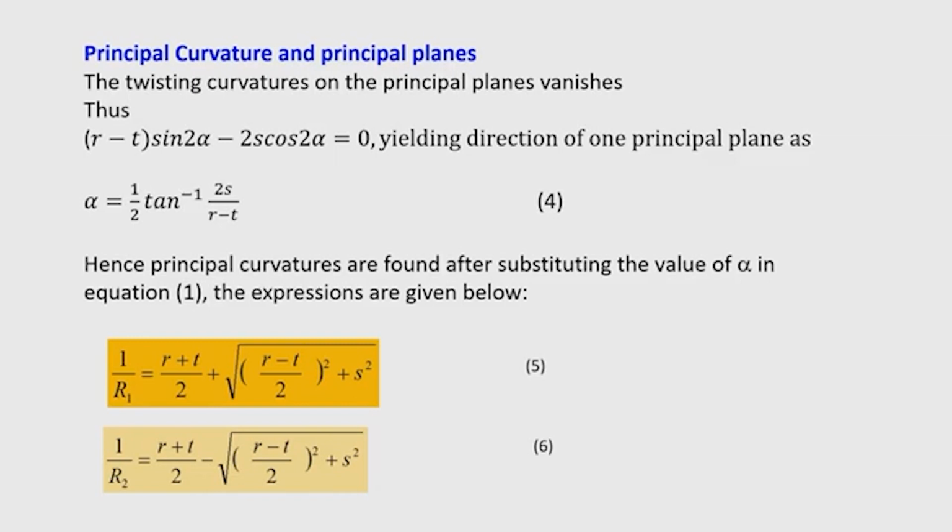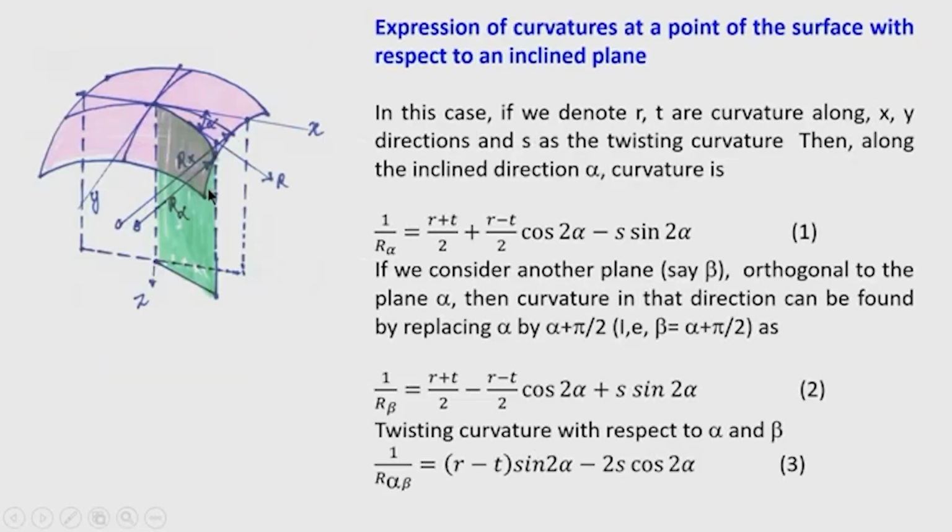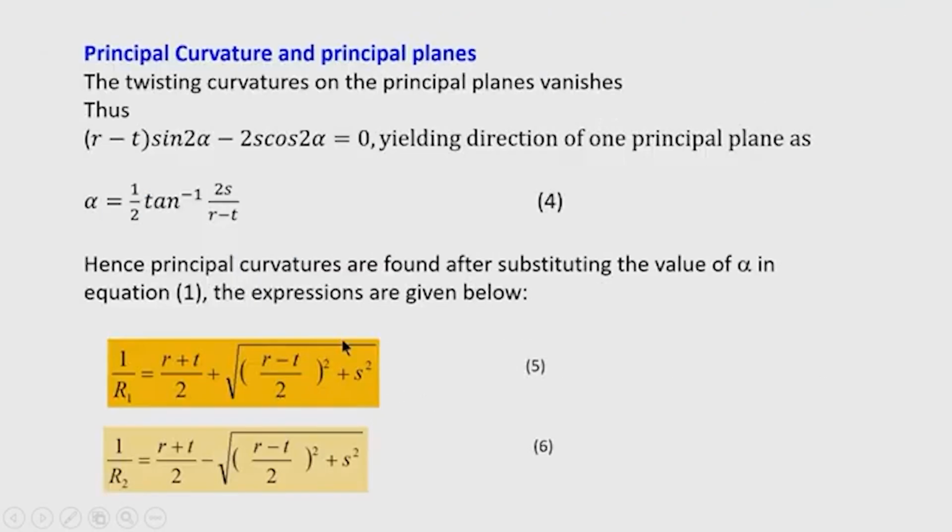So, now substituting alpha in this expression, we can find the principal curvatures. Substituting alpha here, and after simplification we can find two principal curvatures, 1 by r 1 and 1 by r 2. 1 by r 1 is the major principal curvature, that is (r plus t) divided by 2 plus root over ((r minus t) divided by 2) whole square plus s square, and 1 by r 2 will be (r plus t) divided by 2 minus root over ((r minus t) by 2) whole square plus s square.